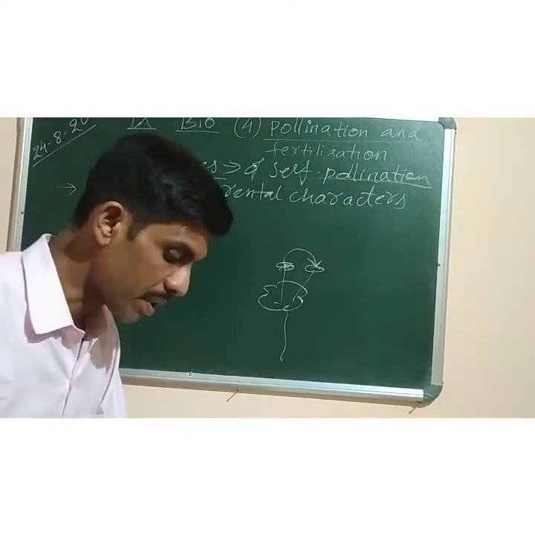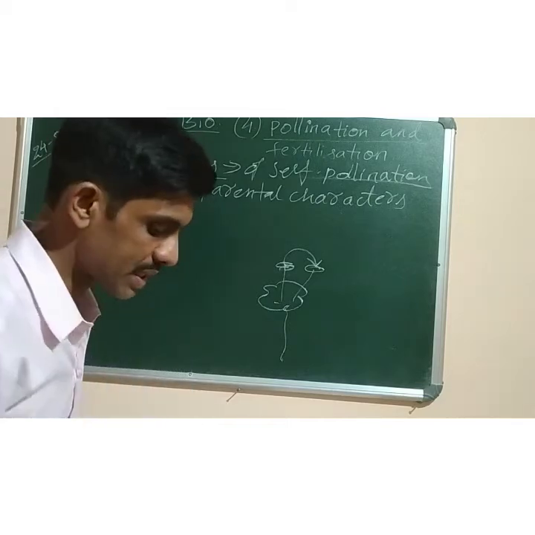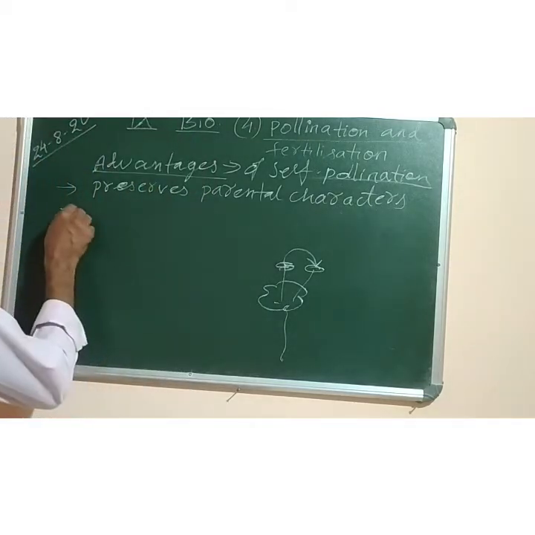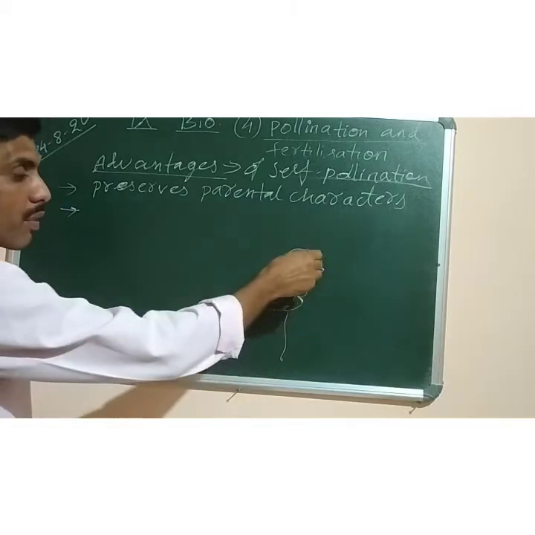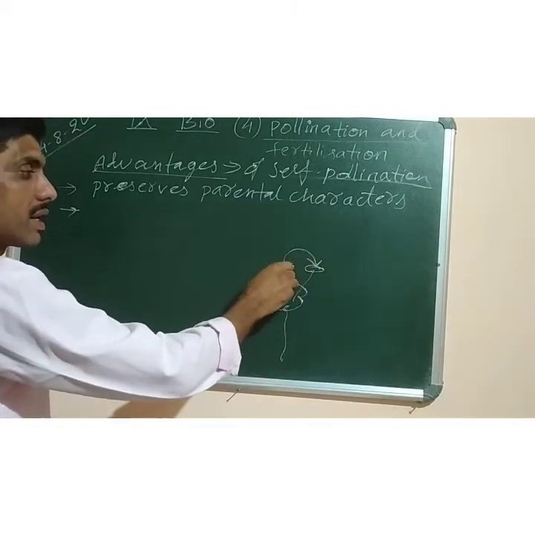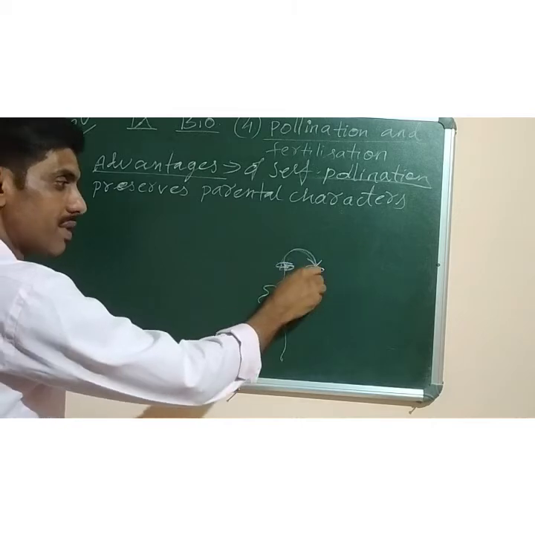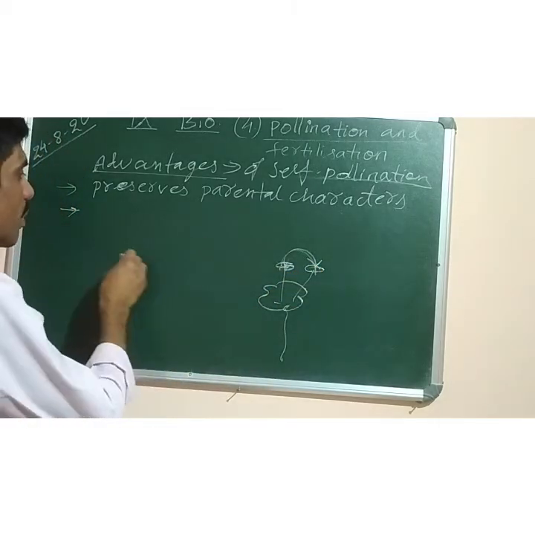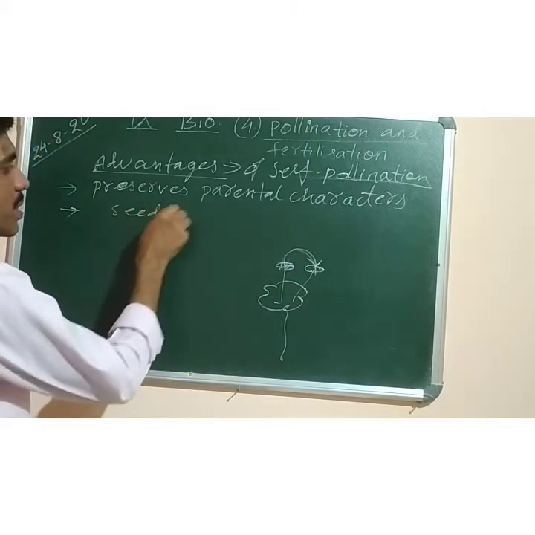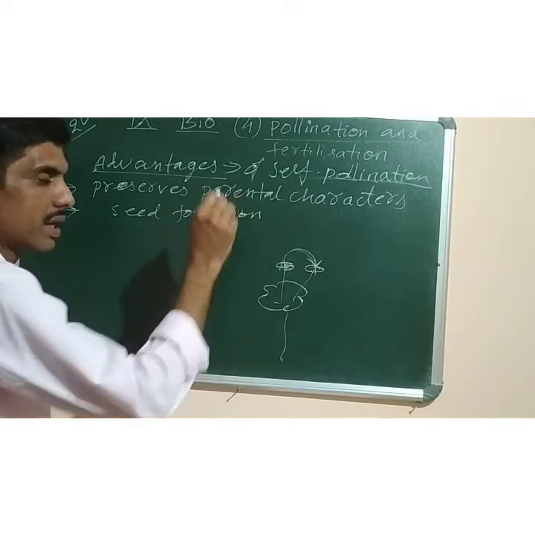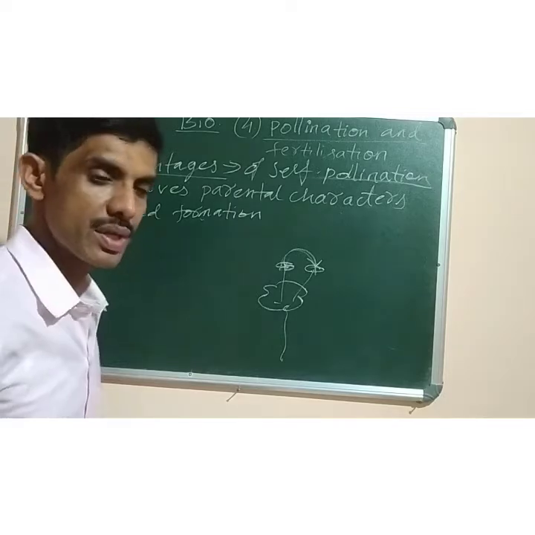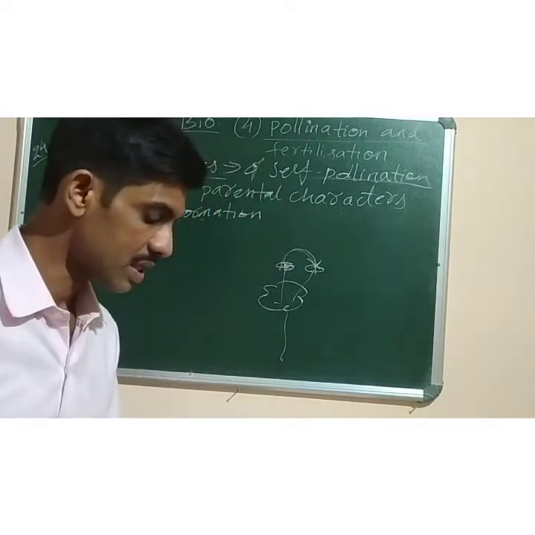Okay. Then number 2, it ensures seed production, because self-pollination is certain or it is fixed that from the anther of the flower, the pollens will be transferred to the stigma of the same flower, so it will help in seed formation. Seed formation occurs after fertilization is done. The ovule will change into seed. So seed formation is sure.